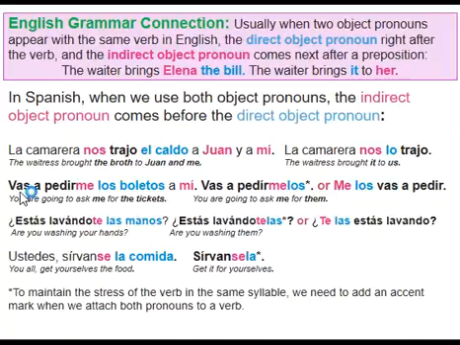Let's take a look. Remember, we had different placements for the pronoun, right? What happens if it comes after an infinitive or a gerund?